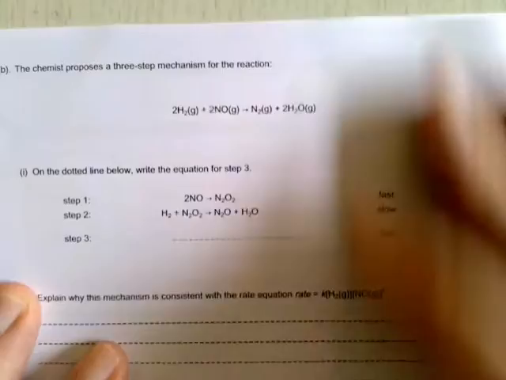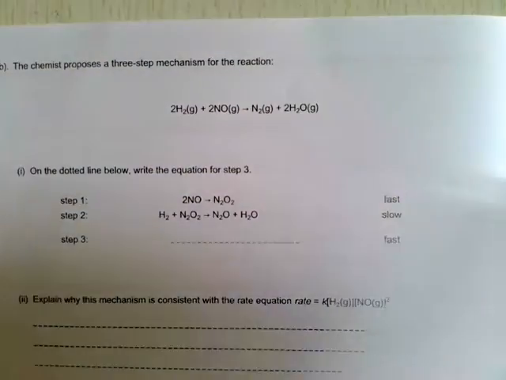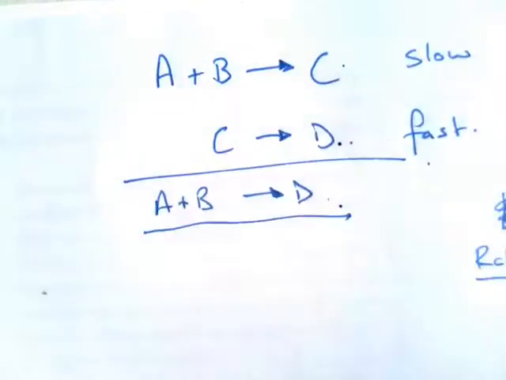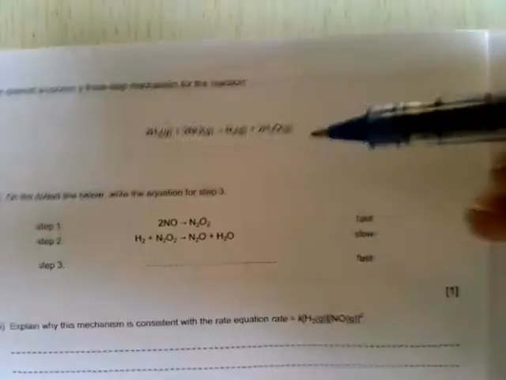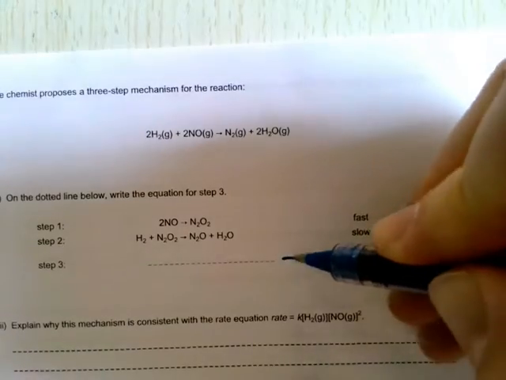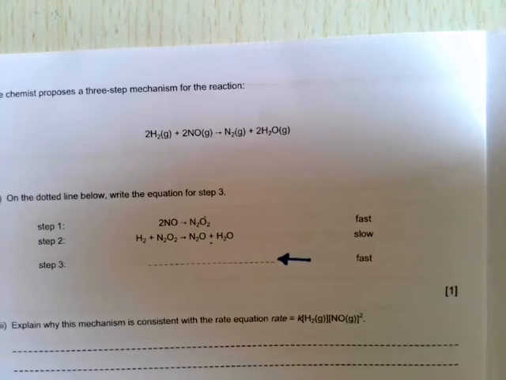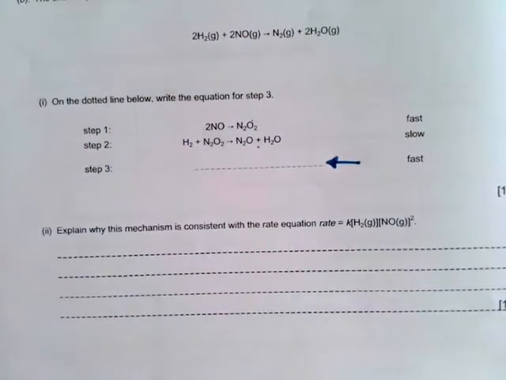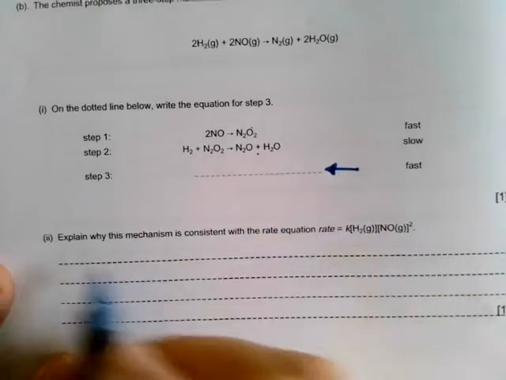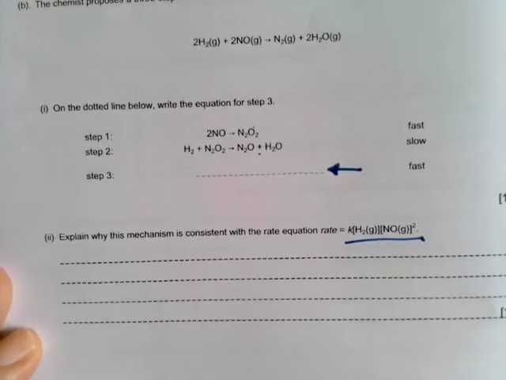Now, this question. This is going back to what I was just talking about, the individual steps add up to the overall equation. So here, you're now given the overall equation and 2 of 3 individual steps. So you need to come up with an equation here that when these 3 are added together, you get that one. Now, this is really important, because we didn't talk a lot about this when we went through it the first time. Explain why this mechanism is consistent with the rate equation rate equals k[H2][NO]^2.